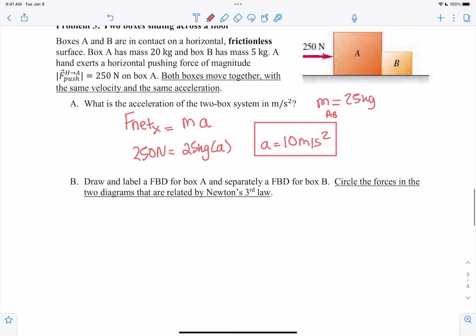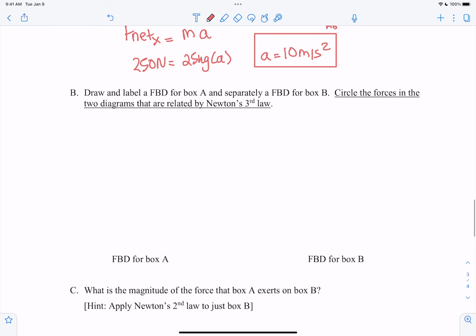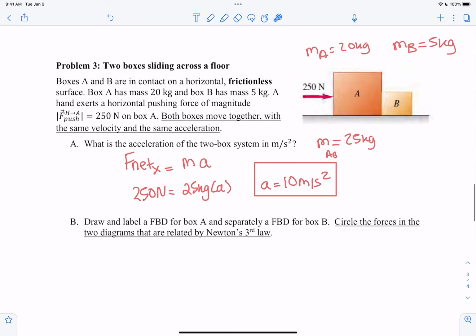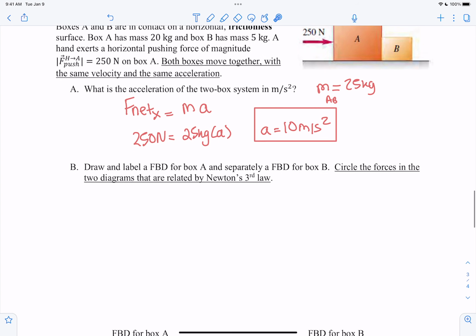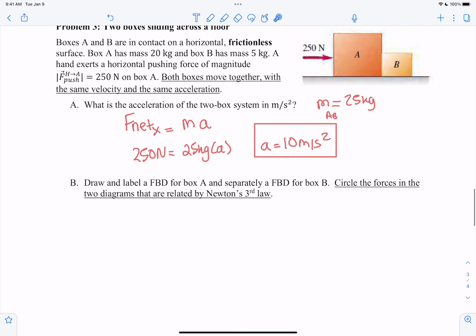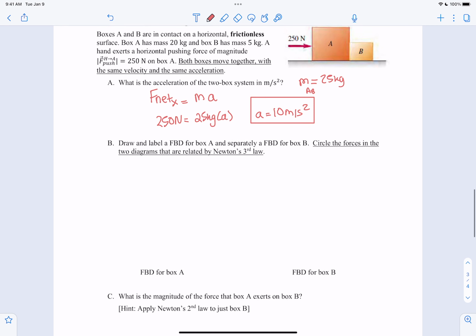So part B is where I dread everything. Draw and label a free body diagram for box A, and separately a free body diagram for box B. Actually, I would argue that box B is where I don't have a problem. Box B is relatively fine for me personally, but box A, I hate box A. So I'll do box B first. I'll get that over with. So I have box B, little center here, right?